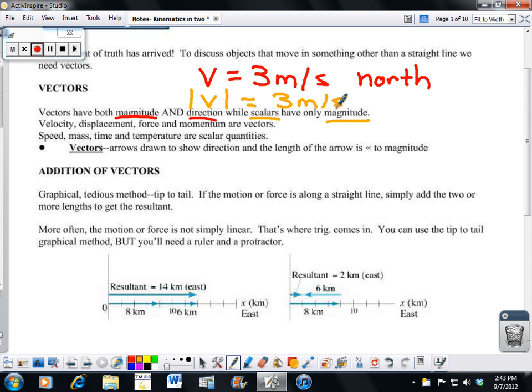Examples of vectors are velocity, displacement, force, momentum. All of these things are vectors. Things like time, temperature, mass, speed, they are scalars. They don't have a direction. They just have a value. We'll get to many of those definitions throughout the year.